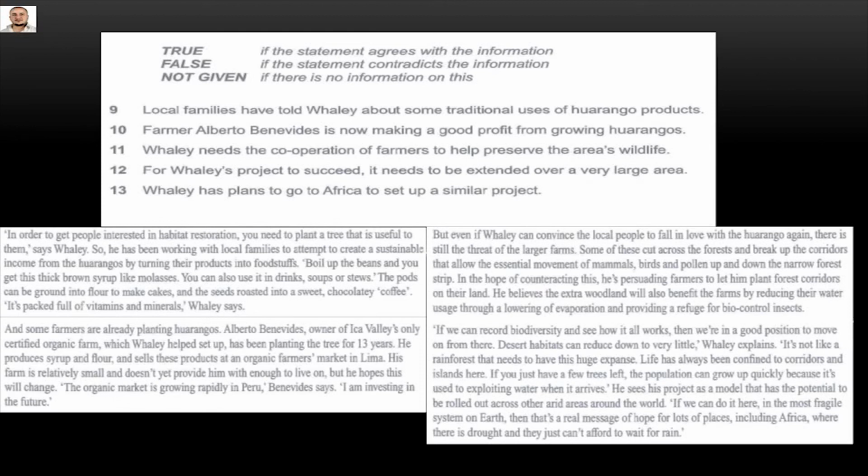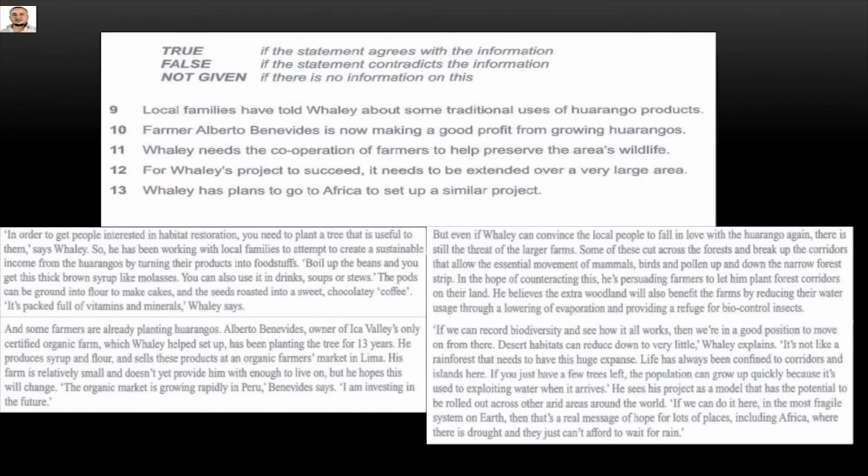Okay, so number 11 will be true. Why? Because it says here in the last 3 lines he's persuading farmers, so that means he needs the cooperation of farmers to help him. Yes.